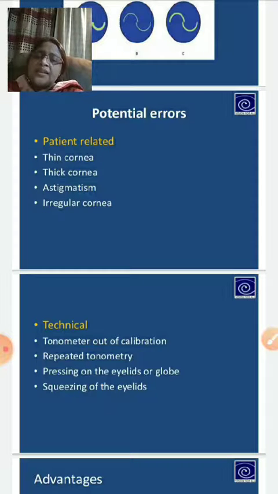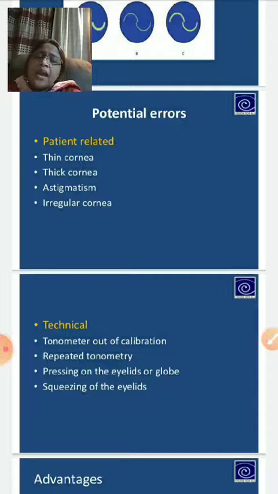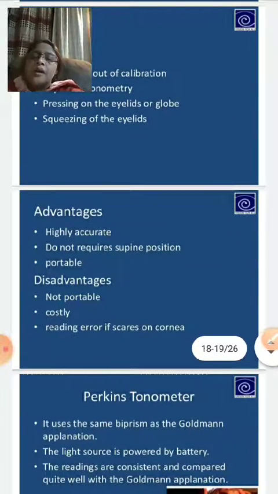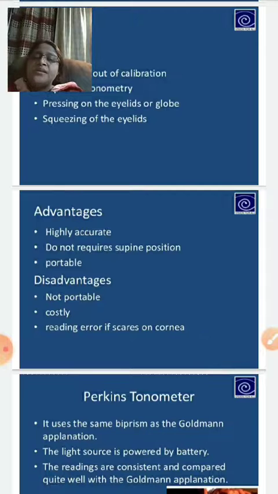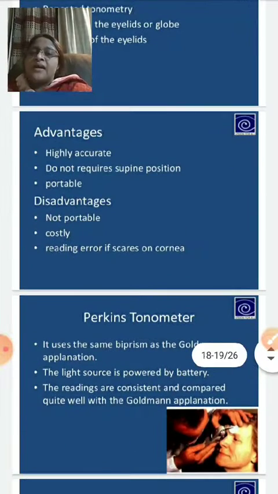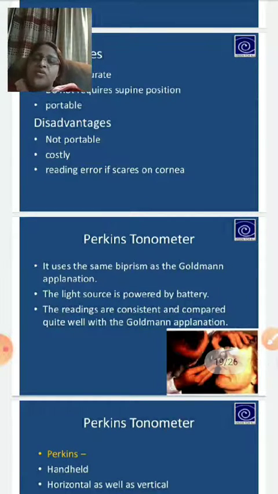Other than this, the tonometer has to be calibrated quite regularly. Repeated tonometry may cause false estimation of the intraocular pressure. It is a costly instrument. A slit lamp device is essential for it, so portability is also restricted. But it is a highly accurate instrument, and it is internationally accepted as the gold standard in measurement of the intraocular pressure.